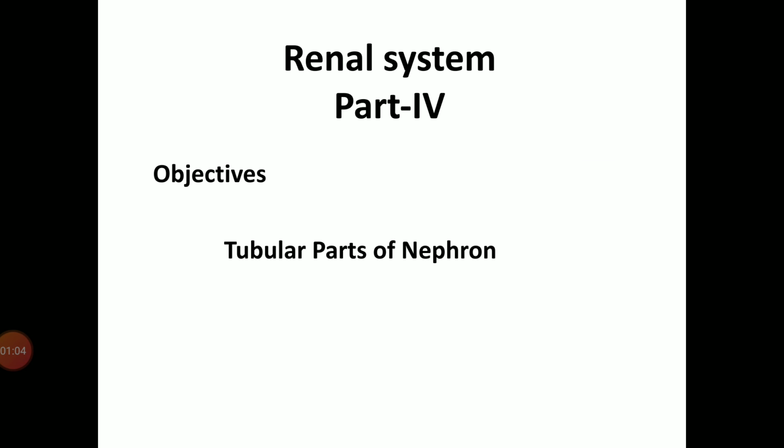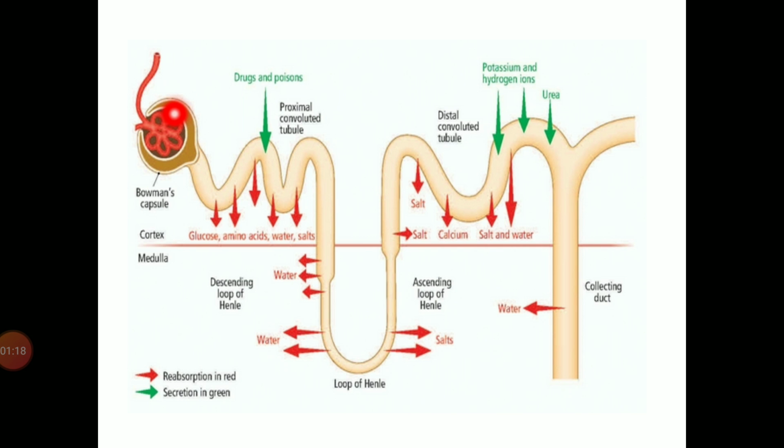So let's begin with today's video, in which the objective is to know about the tubular part of the nephron. Till now we have finished the initial dilated portion of the nephron, the Bowman's capsule, which together with the glomerulus is called the renal corpuscle. In this area the filtration of blood occurs. Now we are going to see what happens to the ultrafiltrate, or what the course of that ultrafiltrate is as it passes down the nephron.